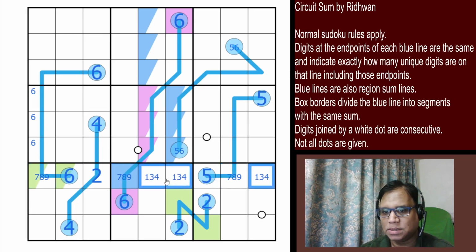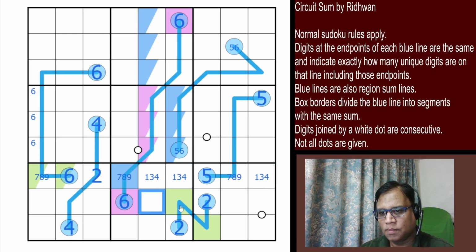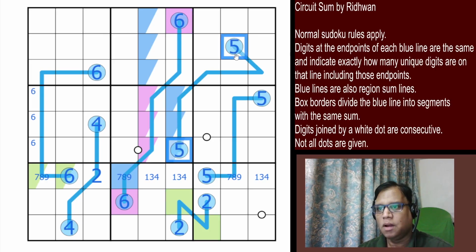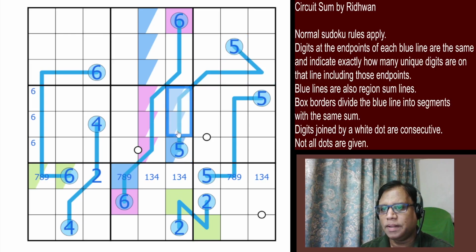Let's do that by simple Sudoku. These are 6 7 8 9. But look, 6 is looking at here now, so both of these are 5. And what does 5 mean here? 5 means one of these digits is repeating here. Okay. So this is 6, this is 5.